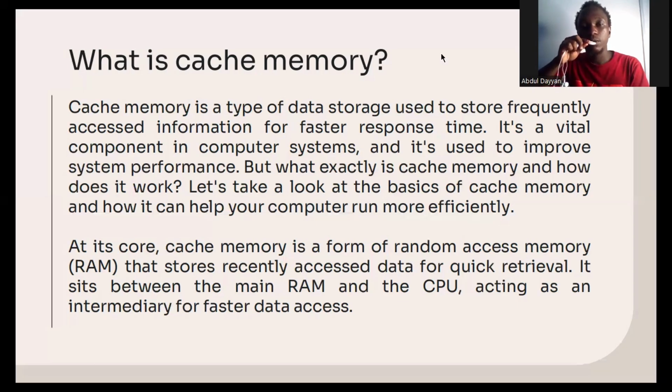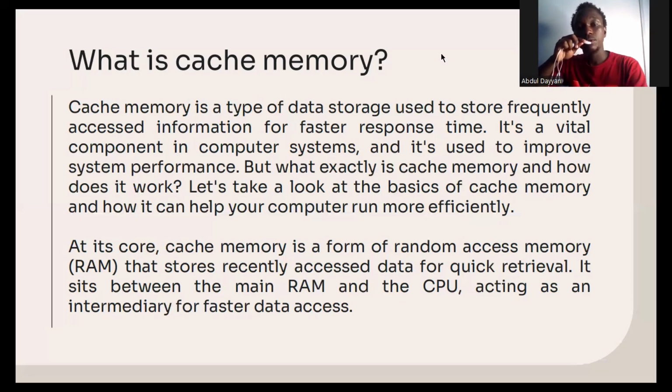Let's build a concrete definition of what a cache memory is. A cache memory is basically a data storage which stores frequently asked data for faster response time. That's basically what a cache memory is. Let's take some key characteristics of a cache memory. A cache memory is just an intermediary for faster data access. A cache memory also has one characteristic: the more data being stored in it means the less time the CPU will have to go to the RAM to access information.